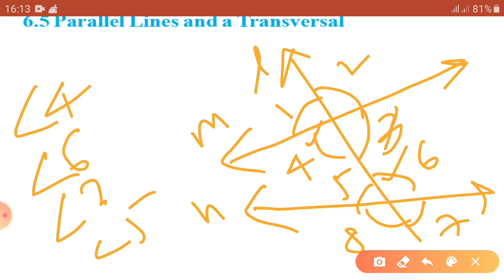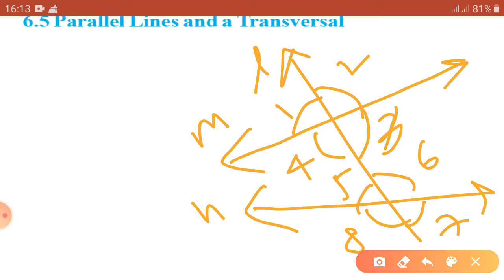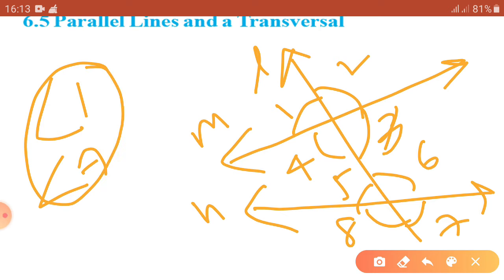Okay, now we will be talking about alternate exterior angles. So for exterior angles we will have angle 1 and angle 7. These two angles here are known as the alternate exterior angles, and angle 2 and angle 8 are also alternate exterior angles.